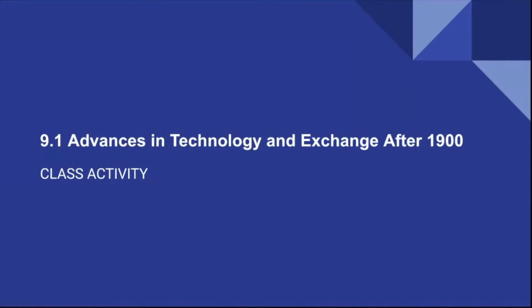Welcome, people, to the final frontier. This is the end. Unit 9, the last unit of the AP course curriculum. And we're talking about globalization, modern times. This is our life, things that we can directly relate to and empathize with. And today we're going to specifically focus on Unit 9, topic 9.1, advances in technology and exchange after 1900.